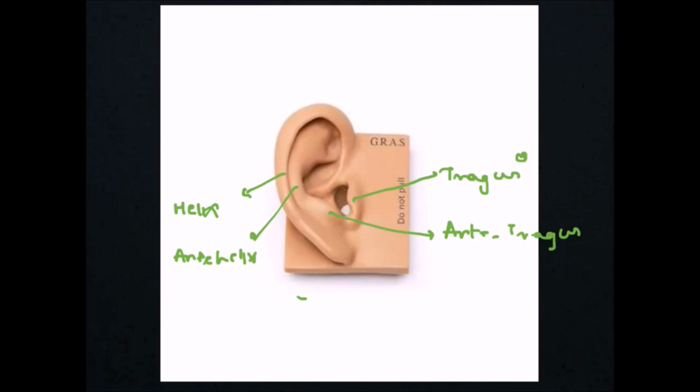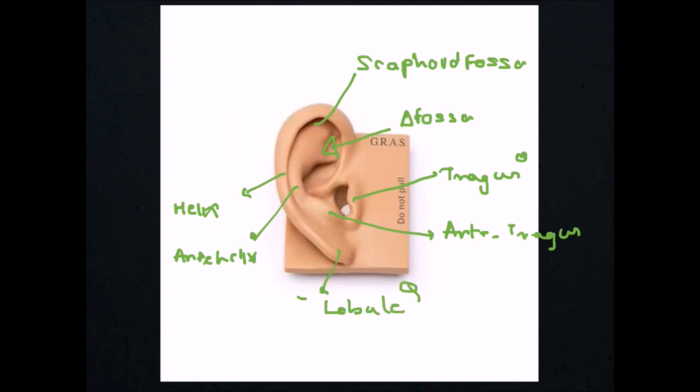At the end of the antihelix, you can see a triangular depression. This is known as the triangular fossa. Just above this, you can see a scaphoid fossa. Now, another very important structure is known as the lobule. Why is the lobule so important for us? Because the lobule does not contain any cartilage. The lobule is just a fatty portion. We'll come to the clinical aspect related to this in a few minutes.